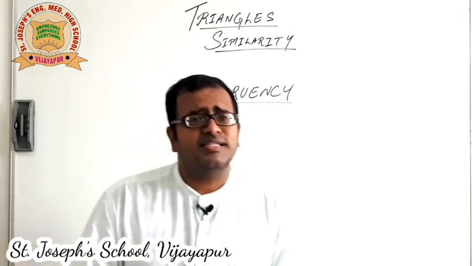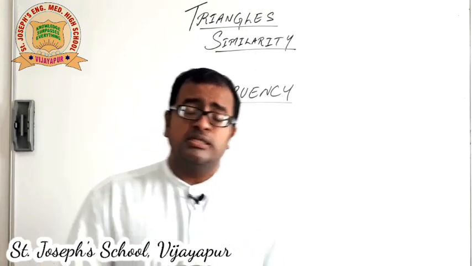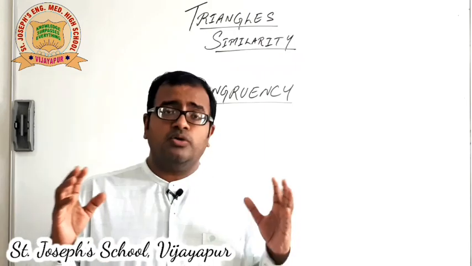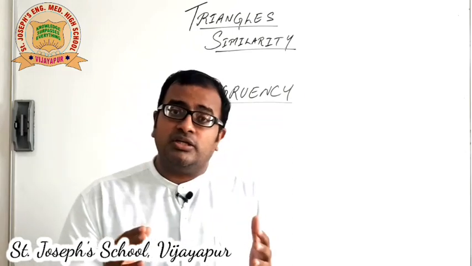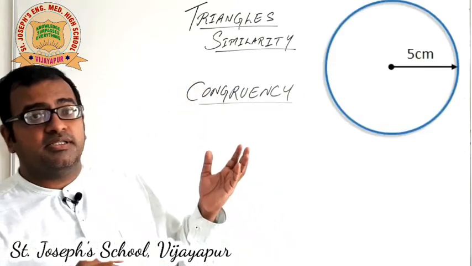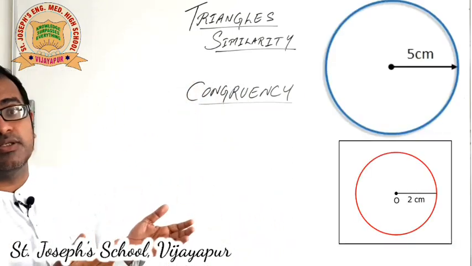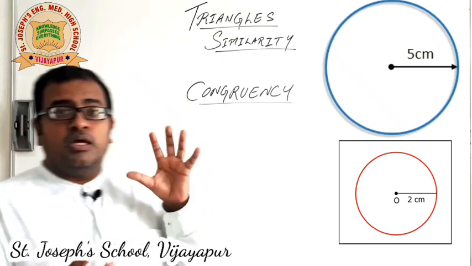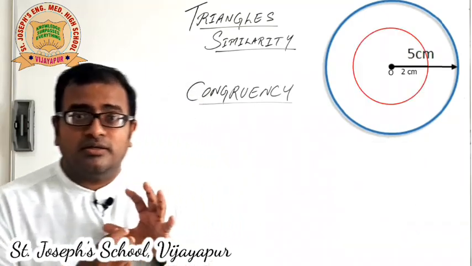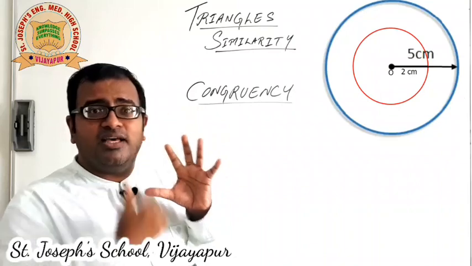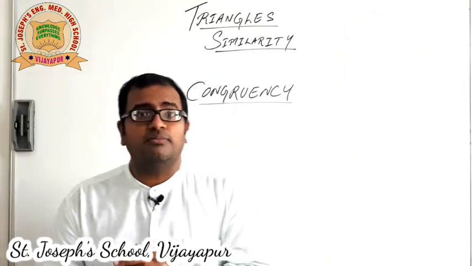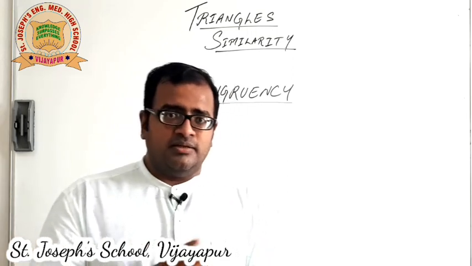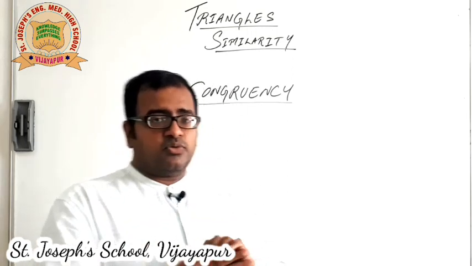Then what is similarity in circles? In similarity, we know that all circles look alike in their shape. But imagine one of them is 5 centimeters and another one is 2 centimeters. They do not fit into each other. One is inside the other one. They are not perfectly fitting. That is an example of similarity. Clear? So that was about circles.